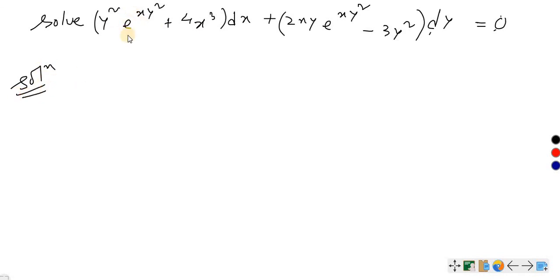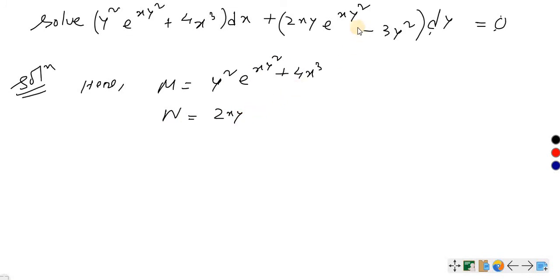So here you can see this is m and this is n. So I will write here m is equal to y square e to the power xy square plus 4x cube, and n is 2xy e to the power xy square minus 3y square.